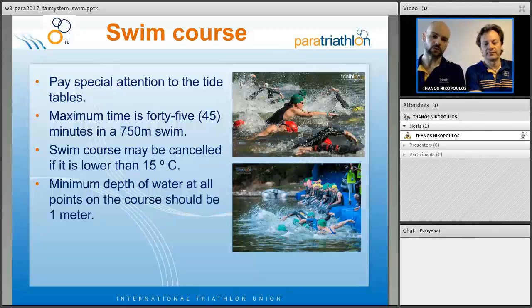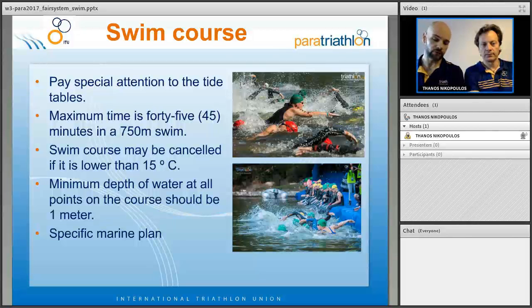One last rule to remember is that we have a minimum depth condition, so the swim course for the paratriathletes needs to have a minimum of 1 meter of depth. So for example, in the case where we have a beach start, the paratriathletes cannot start from the beach, and the start line is actually inside the water from where this 1 meter depth exists. The marine plan needs to be way more advanced.